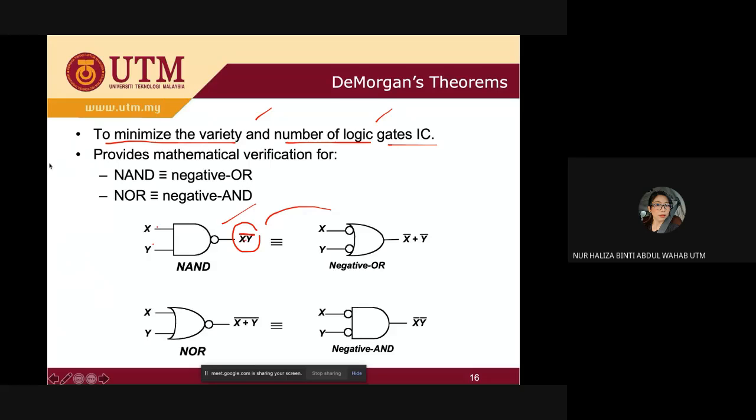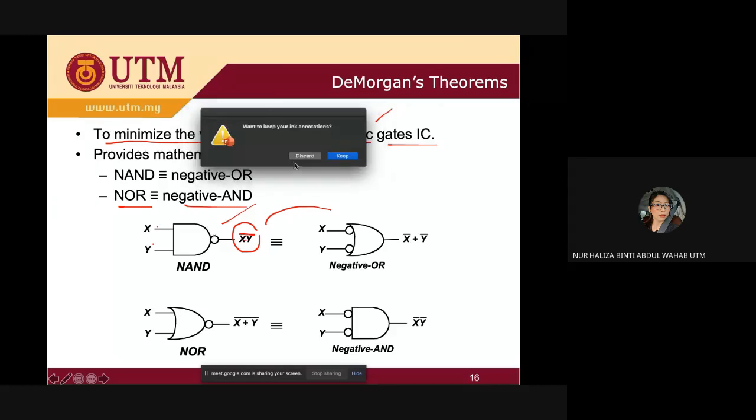Okay, continue. So the second one is, sorry, for the NOR gate, which is negative n. So it equal to negative n. Who joined this class? Wait, I need to accept.